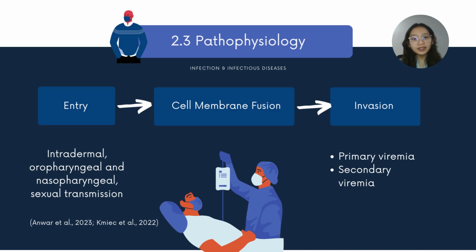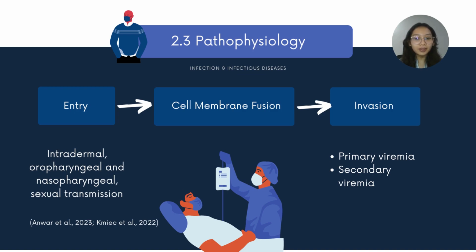Monkeypox can enter the host body through various routes, such as the intradermal, oropharyngeal, and nasopharyngeal routes. Sexual transmission is also included among these routes. While enveloped virions fuse with the plasma membrane at neutral pH, mature virions enter the host cell via macropinocytosis.